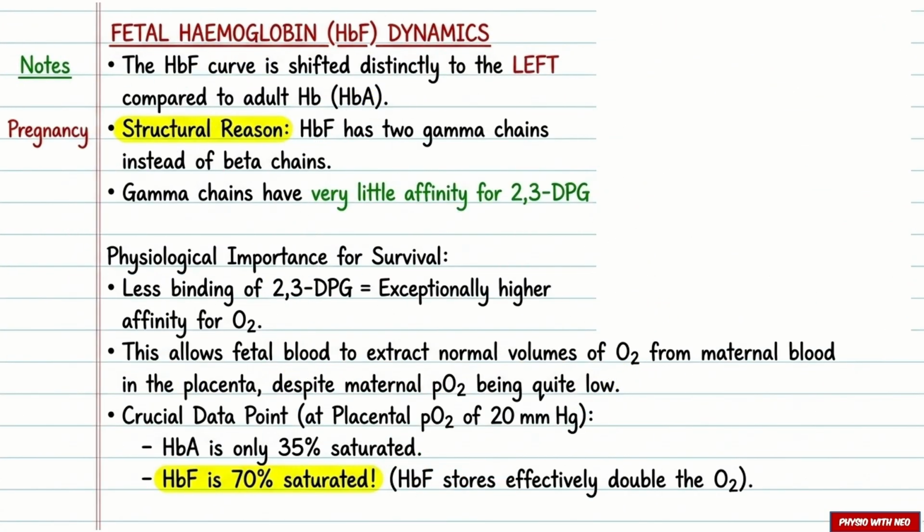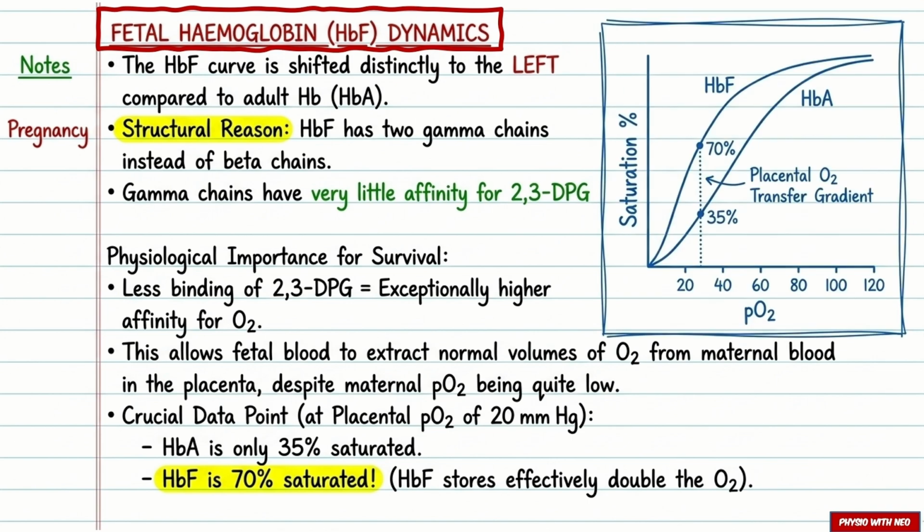Fetal hemoglobin dynamics. This is a beautiful physiological adaptation. The fetus cannot breathe on its own, so fetal hemoglobin must steal oxygen from maternal blood. But how? By having higher affinity for oxygen. That's why the fetal hemoglobin shows a left-shifted dissociation curve. The structural reason responsible for this is that fetal hemoglobin has 2 gamma chains instead of 2 beta chains, and this has very low affinity for 2,3-DPG.